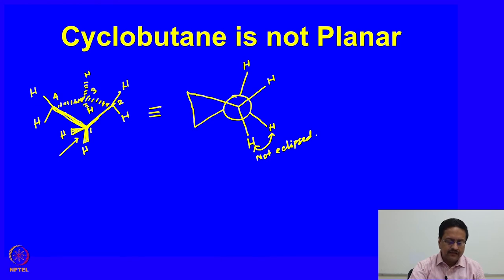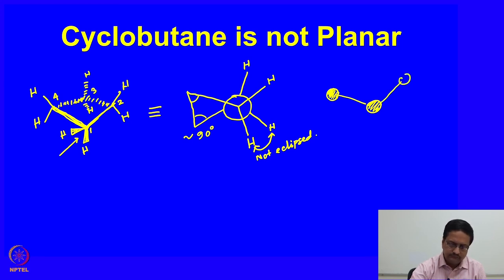And due to the presence of four carbon atoms, these angles are close to 90 degrees or maybe slightly more than 90 degrees, and as a result it has less angular strain. So if you try to draw this molecule using the ball and stick model, one can think of drawing it like this. So then you have the hydrogen atoms like that.